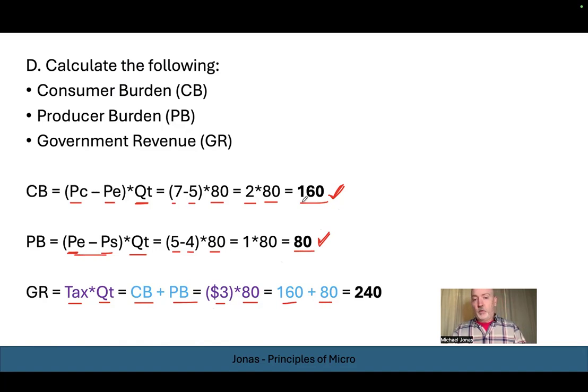And we will also notice that the consumer burden of 160 is twice the producer burden of 80. That will be the follow-up question. But as far as the calculations, you can memorize the formulas, but it's also fairly intuitive, right? The burden to the consumer, how much more they're paying, the burden to the seller, how much less they're receiving. Okay.